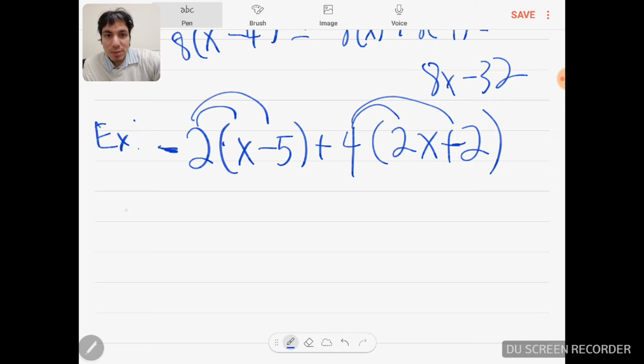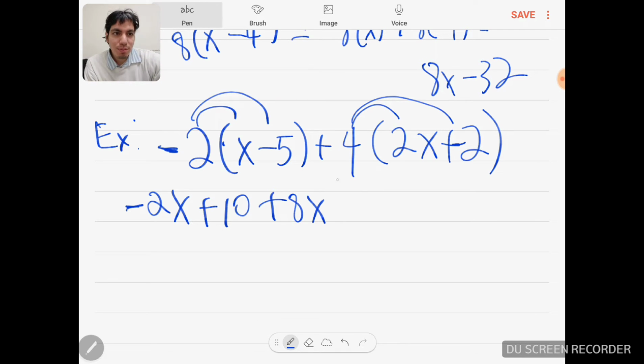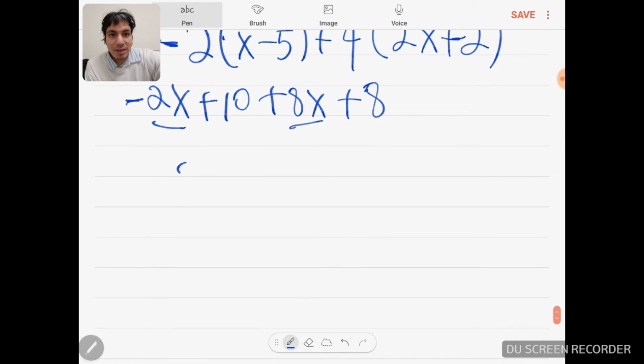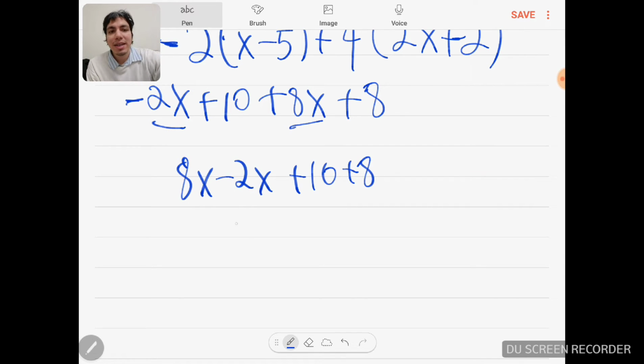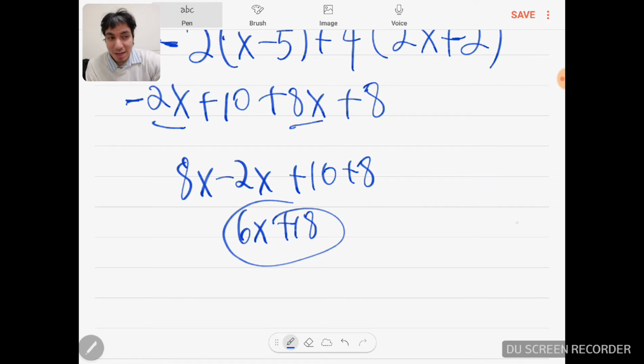So negative 2 times x is negative 2x. Negative 2 times negative 5, so negative times negative is positive 10. And here there's no sign, so I don't have to worry about that. So 4 times 2x is positive 8x, and then 4 times 2 is 8. Now we're going to group like terms because we're not finished. It's still a mess. So therefore I get 8x minus 2x plus 10 plus 8. I get 6x plus 18 as my final answer.